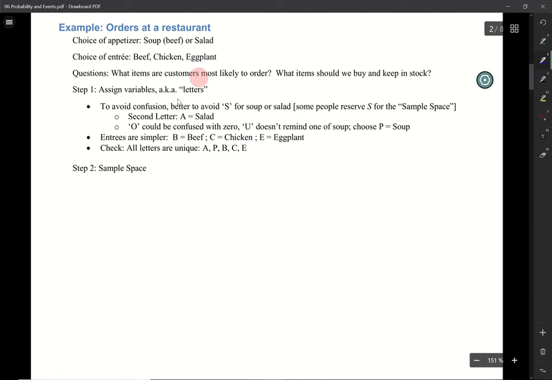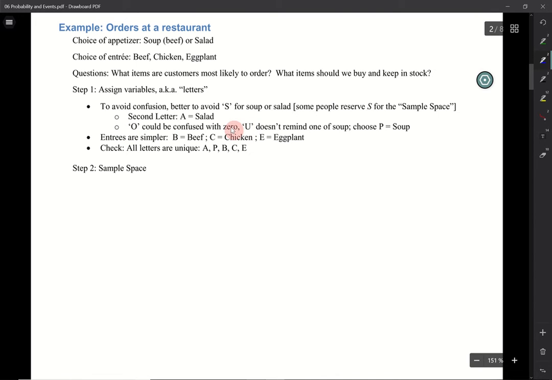But soup or salad, they both start with S. And then some people also want to reserve S for the sample space, because we're dealing with probability here. And so then, you might go to the second letter. Maybe for salad, we'll call that A, the second letter. If we did soup, we would choose O, but then O could be confused with 0, or almost a null set with a strike through. Is it 0 or null or O, or did they forget to put the slash? Is it the null set? And so that's really not such a good choice.